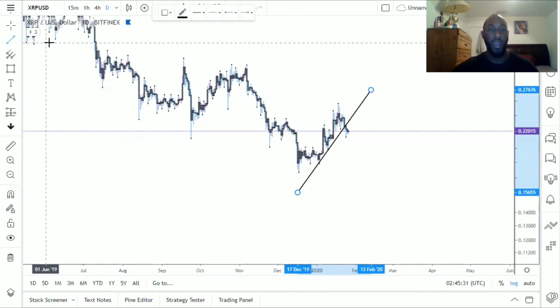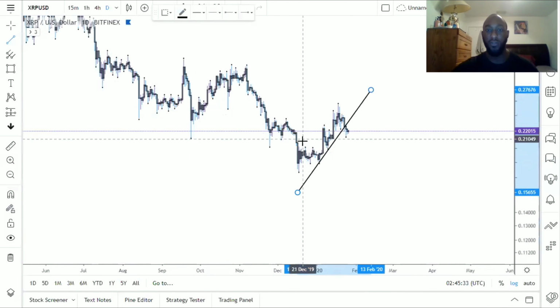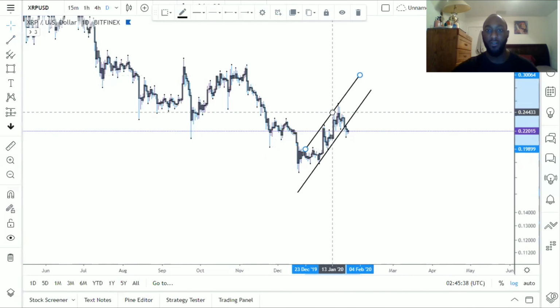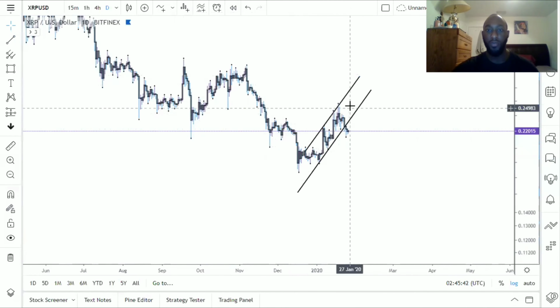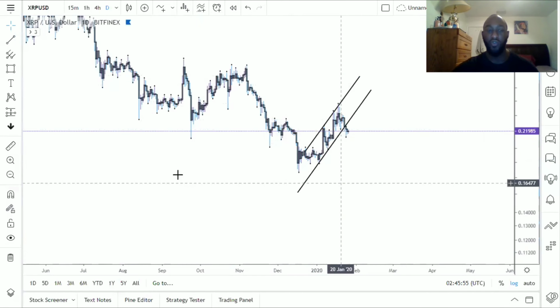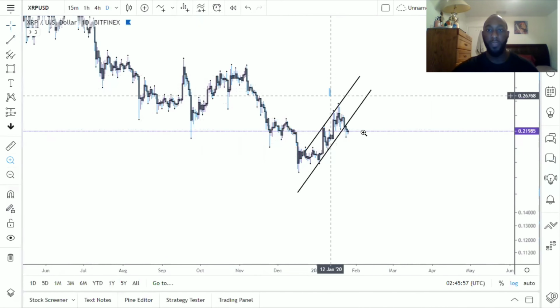You don't always want to line it up with fractals, because it would look sloppy, and that's the case that we got. Now here would be cleaner. This was a little bit cleaner, and you see that it broke to the downside. So we might come back up and test, probably at this level, maybe here. But it looks like it's a clean drop at this point for this asset.